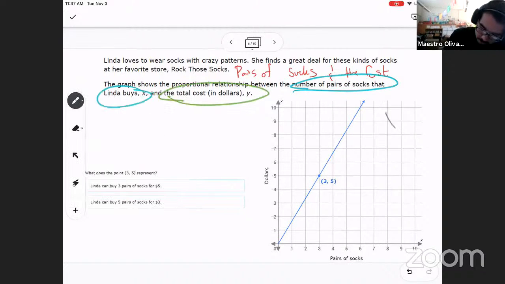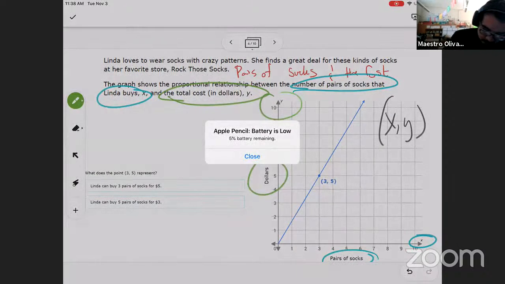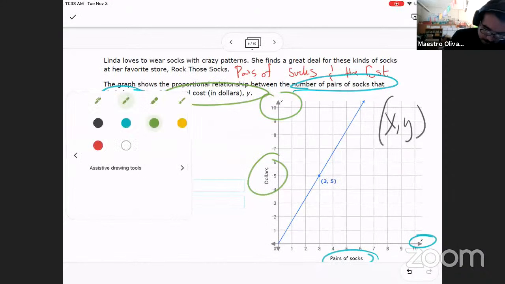So, reminder, XY, the blue is this one, and the green is this one.